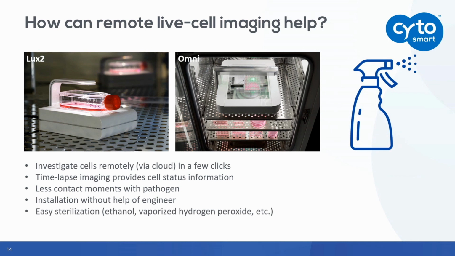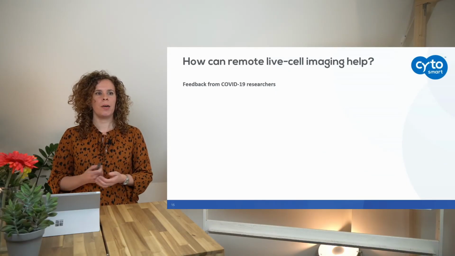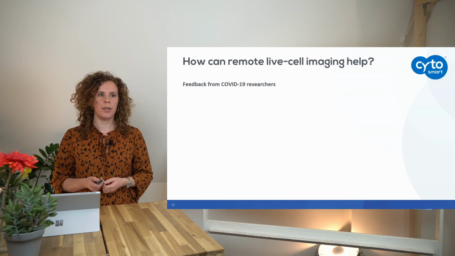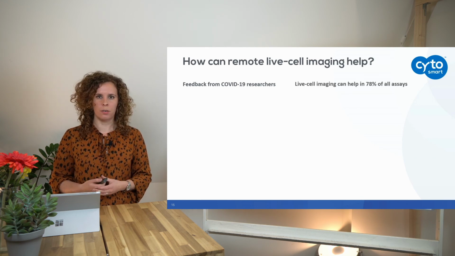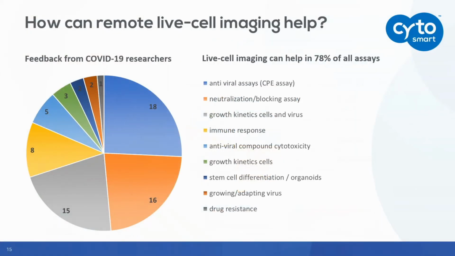Next to this, our devices can be sterilized really easily, which is very important when you work in these BSL-3 and 4 labs. And the feedback we got from the COVID-19 researchers is that they can use live cell imaging in about 80% of all assays that they're doing. Some examples of these assays are, again, the cytopathic effect assay and the neutralization assay, but they can also use it to check when their cells are ready to be infected by the virus, or also what effect adding a virus has on the growth of the cells.